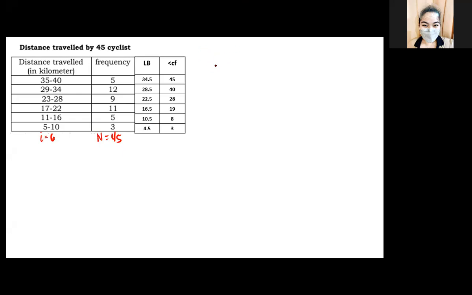So, kung natatandaan nyo, yung formula for the median is lower boundary of the median class plus n divided by 2 minus the cumulative frequency below divided by the frequency of the median class times I. Pansinin nyo, may binabanggit ako dito na median class. Magkakaroon din tayo ng class dun sa quartile, decile, and percentile. Okay?